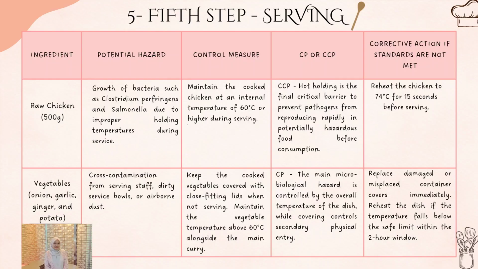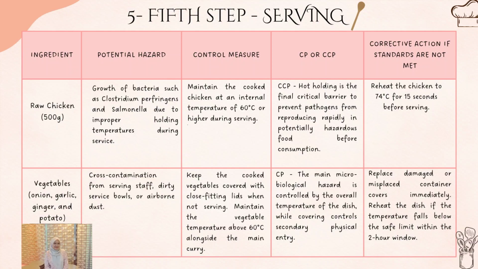For the fifth step, which is serving, the main hazard is bacterial growth due to improper holding temperature after the chicken curry has been cooked. For the chicken, the critical control point or CCP is hot holding. The curry must be maintained at a temperature of 60 degrees Celsius or higher during serving to prevent the growth of harmful bacteria such as Salmonella and Clostridium perfringens. If the temperature falls below the safe limit, the chicken must be reheated to 74 degrees Celsius for at least 15 seconds before serving.